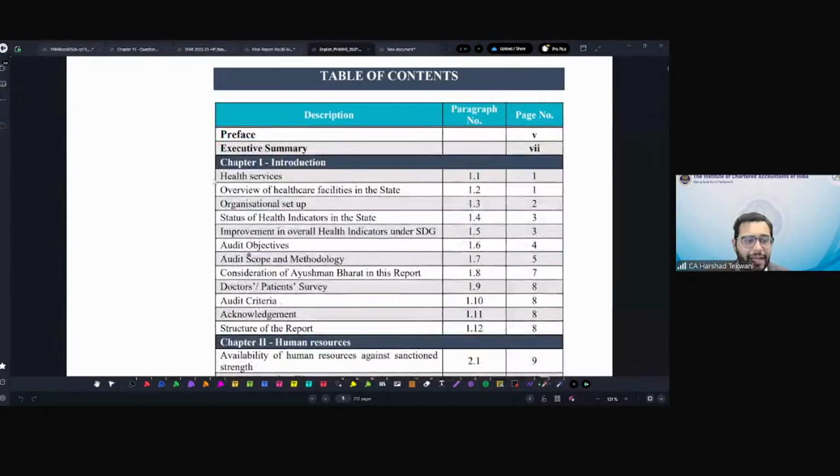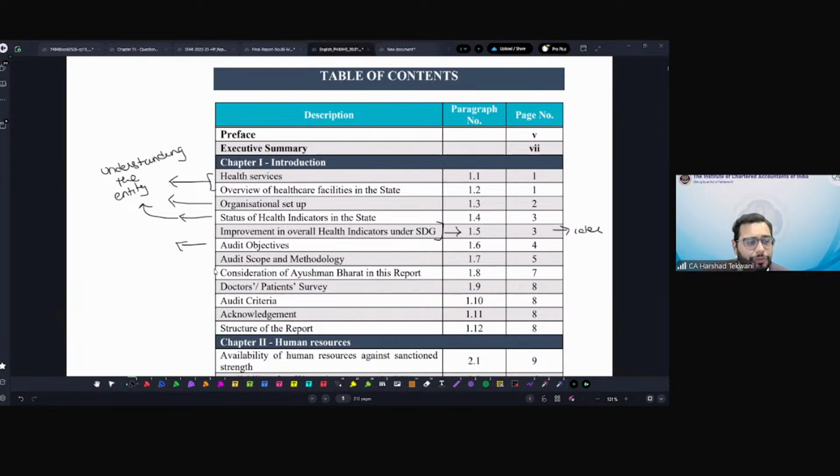Now let's understand the performance audit from the structure. If you see first here, this is nothing but, I can say, understanding the entity. Yes or no? Health services and overview of health facilities. How the organization setup is there, organization structure, status. I will come to this point later on. Okay, we will discuss this part later on. But status over here is nothing but you're understanding the entity.